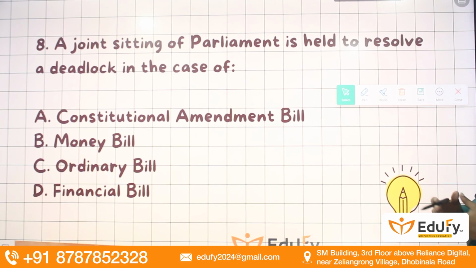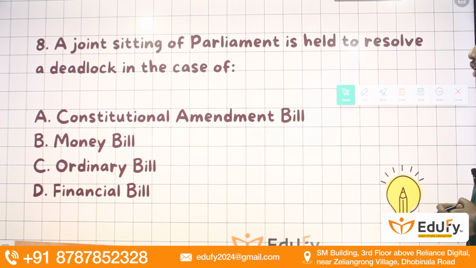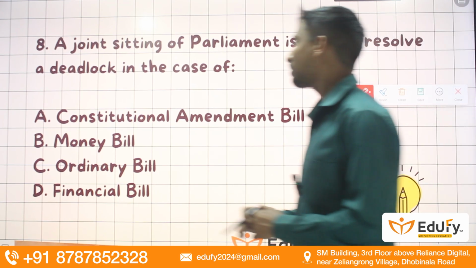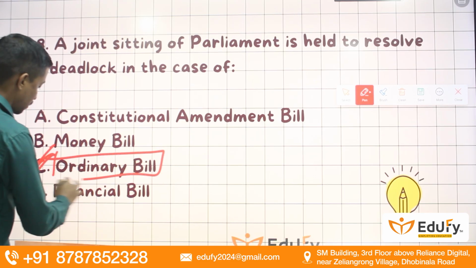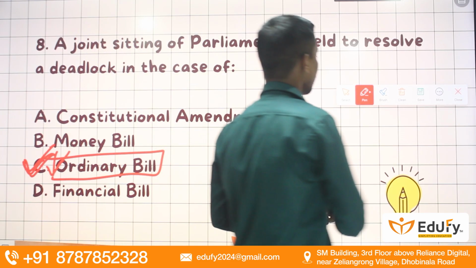A joint sitting of the parliament is held to resolve deadlock in case of. So, guys, remember, a joint sitting of the parliament is done in case of a deadlock of an ordinary bill. In case of an ordinary bill, the joint sitting can be called.